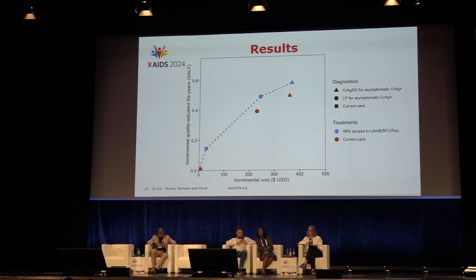So moving up from the bottom left-hand corner with current care, you can see that all of the most efficient strategies included 98% access to single high-dose liposomal amphotericin B, 5-FC, and fluconazole. And that then expanding access to those diagnostics in asymptomatic CRAG-positive people with HIV results in substantial increases in life expectancy, even though it does come with some increase in cost as well.